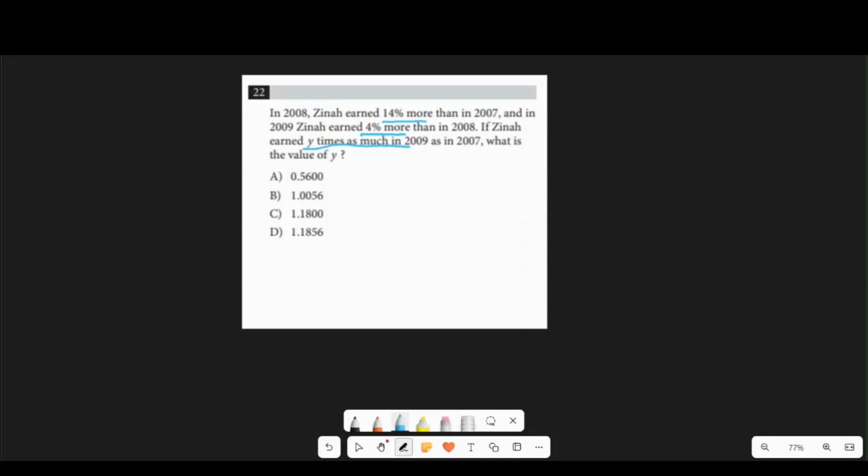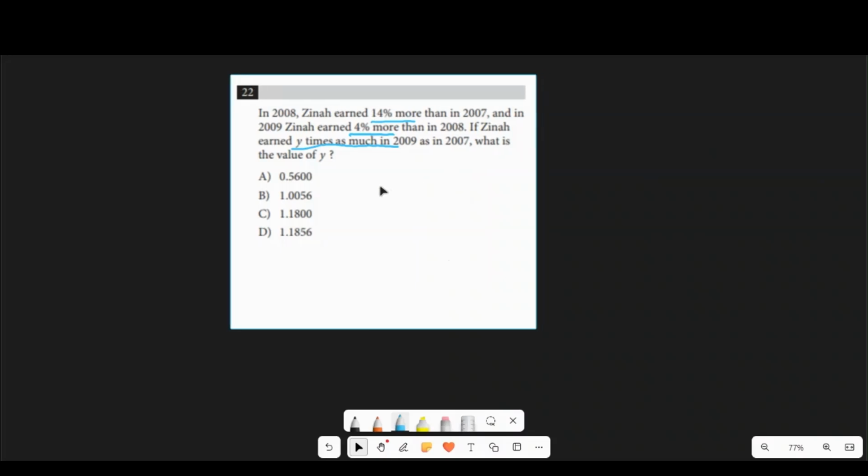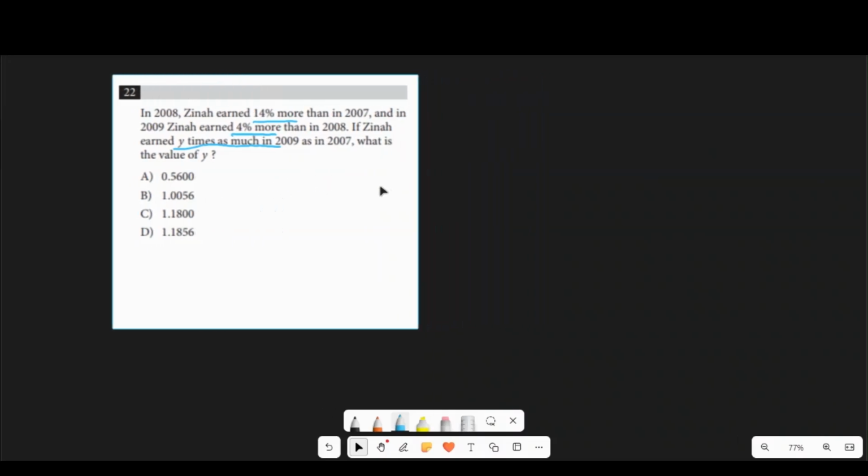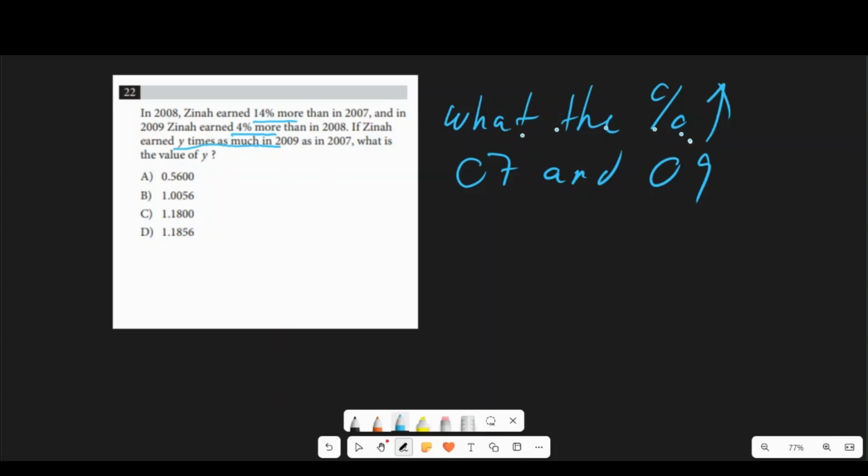This question is a little tricky because you have to know how to work with percent and percent increases, and the wording is also a little bit unclear. But basically, what they're asking here, if Xena earned Y times as much in 2009 as in 2007, is what the percent increase was between '07 and '09. Forgive my shorthand here, but you get the idea.